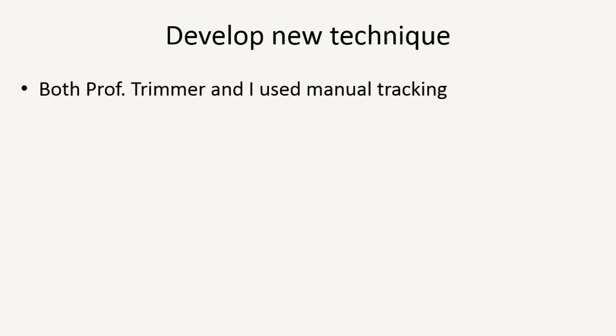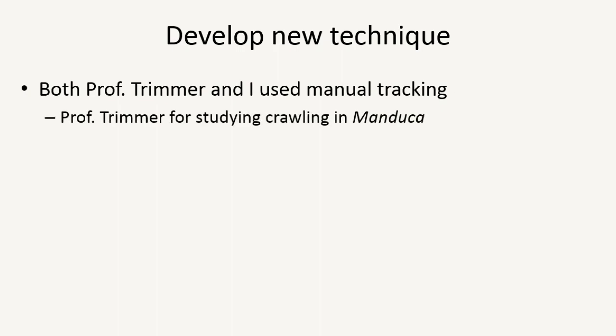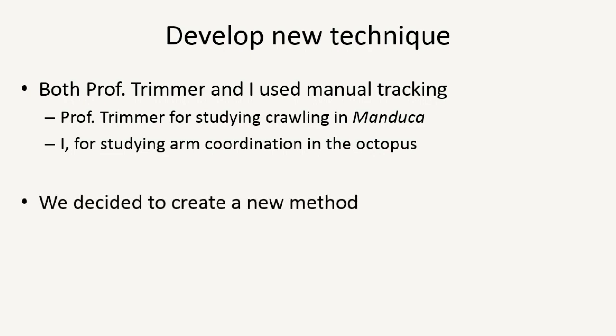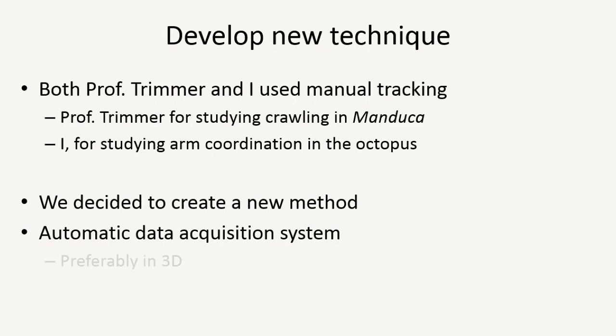Both Professor Trimmer, my advisor, and myself did manual tracking in the past. He did it for studying crawling in the Manduca caterpillar, and I did it for studying coordination in the octopus. So we knew how unpleasant and how slow it can be. So we decided to create a new method, an automatic data acquisition system, preferably in 3 dimensions, that would do all of the analysis in real time.